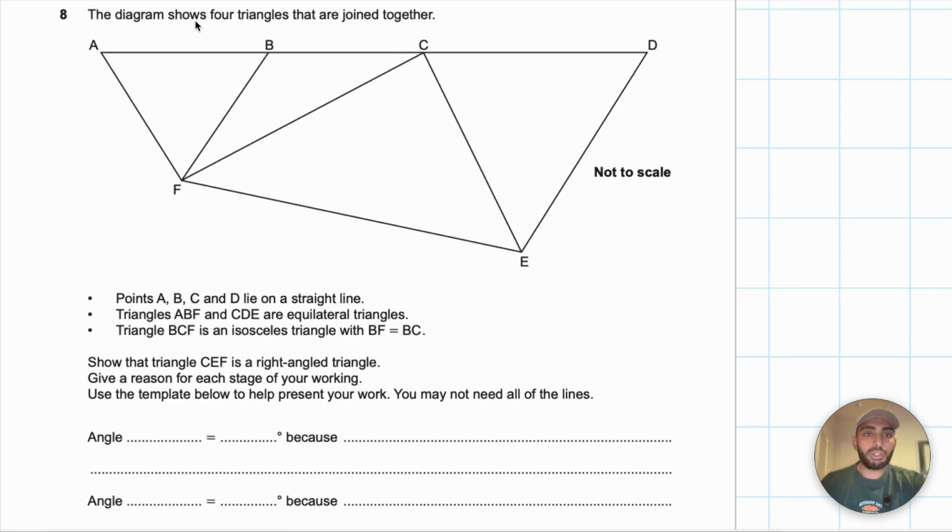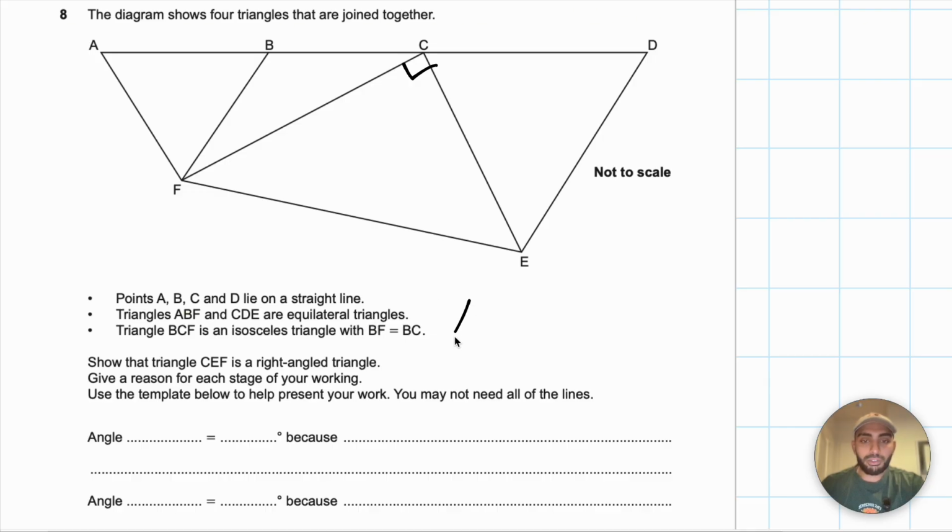Question 8. The diagram shows 4 triangles that are joined together. Show that triangle CEF is a right angle triangle. So CEF is a right angle triangle. I'm assuming that this is going to be the right angle. Give a reason for each stage of your work and use a template below to help present your work. It says points A, B, C, and D lie on a straight line. A, B, F, and C, D, E are equilateral triangles.